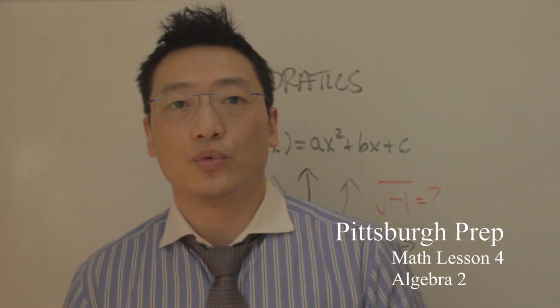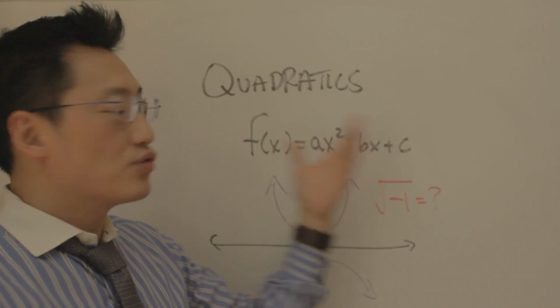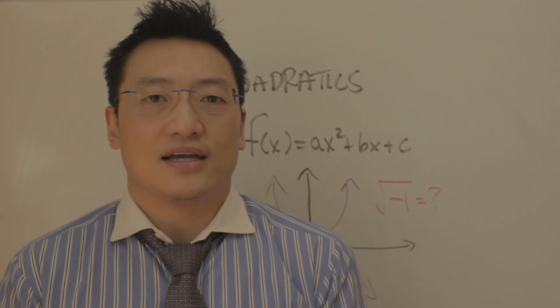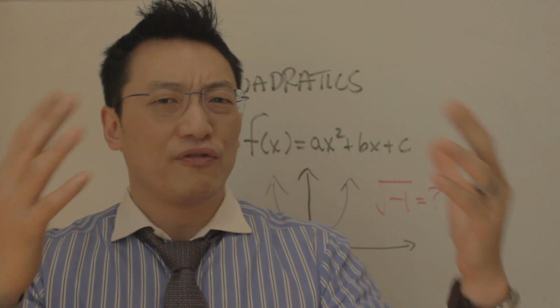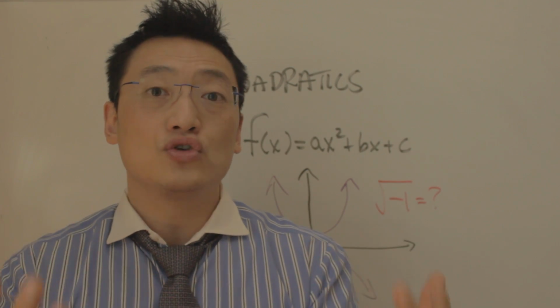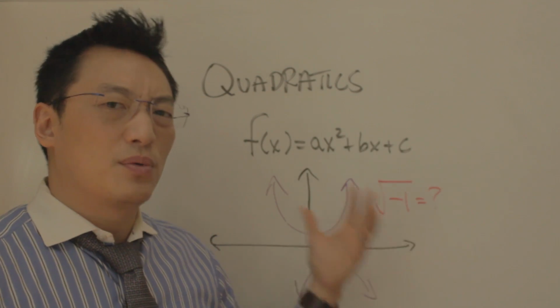Today in Algebra 2, we're going to be talking about the concepts of quadratics. Quadratics is essentially defined as when a number is multiplied by itself. And there's a whole field or subfield of interest that mathematicians have taken in order for them to really understand what this is all about.